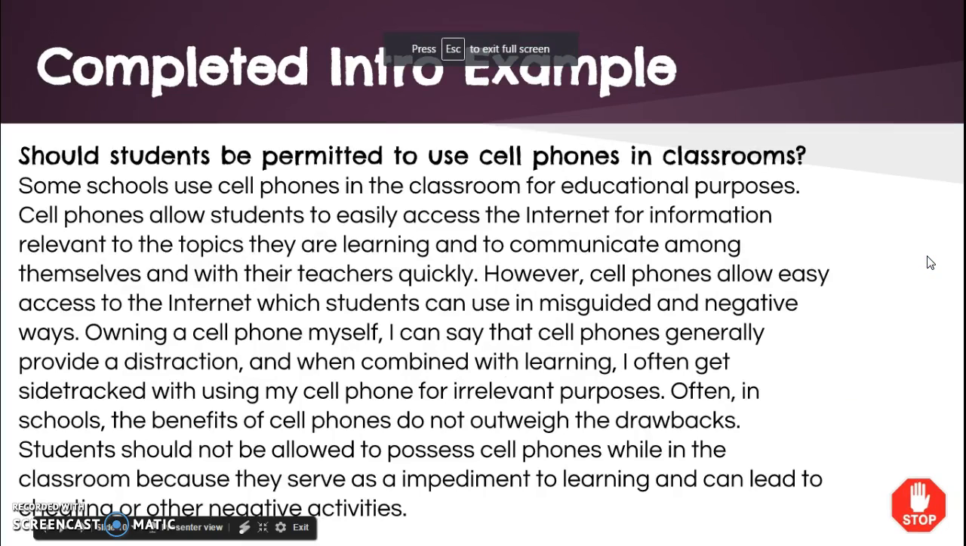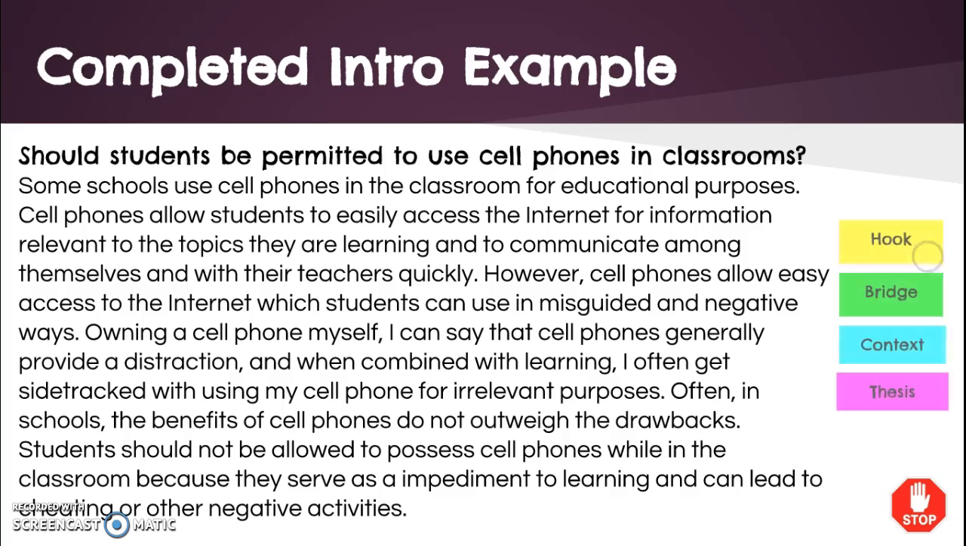All right, so now we have a completed intro paragraph for you. Our prompt is up at the top where it says, should students be permitted to use cell phones in classrooms? So what you should do now is read over this introduction paragraph to yourself, and then go through and highlight each part. You want to highlight the hook, the bridge, the context, and the thesis. When you're finished, you can click to the next slide and see the completed example.